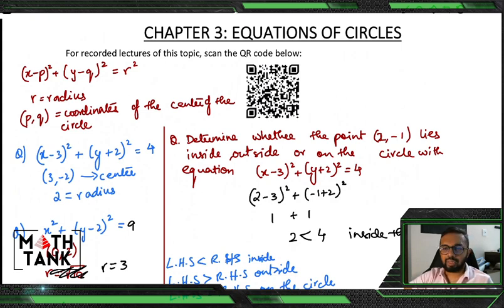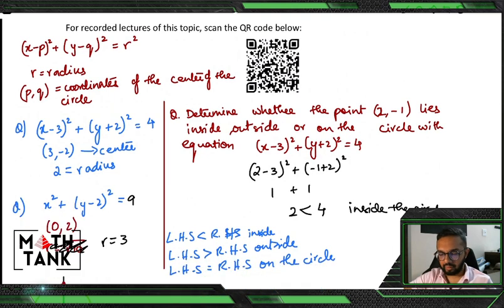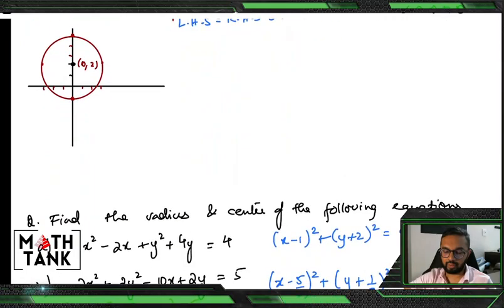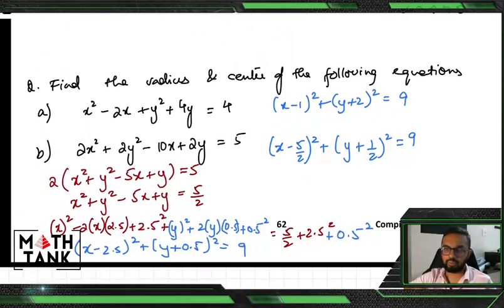If you don't have the equation in this form... okay, before I do that, let's talk about this. If you want to verify whether a point lies inside, outside or on the circle with this equation, what you need to simply do is plug the point into the equation and see if the left hand side is less than the right hand side or greater than the right hand side. That should tell you whether the point is inside, outside or on the circle. So that can be used for any point inside or outside the circle. It's often useful to draw a small diagram for the circle that you're talking about.